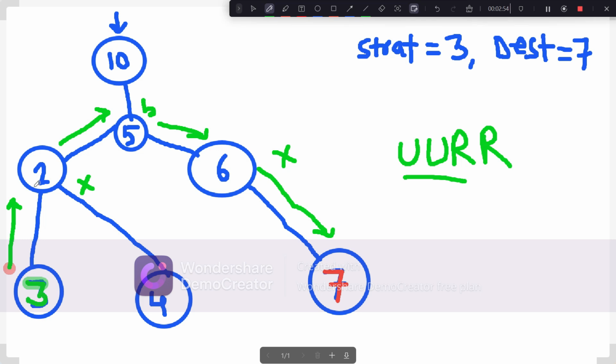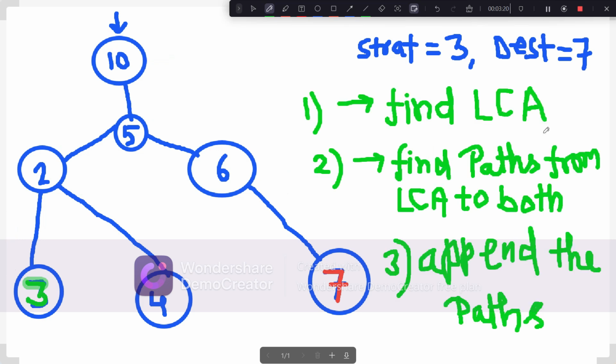Because from 3 we can reach 5, and 5 is also in the ancestor list of 7. So we should know how to find the least common ancestor. 5 is the least common ancestor. 10 is also an ancestor, but it is not the least common ancestor. So basically there would be 3 steps to solve this problem. Number one, we have to find the least common ancestor of both these values, start and destination. Once we found the least common ancestor, 5 in this case, that is the first step.